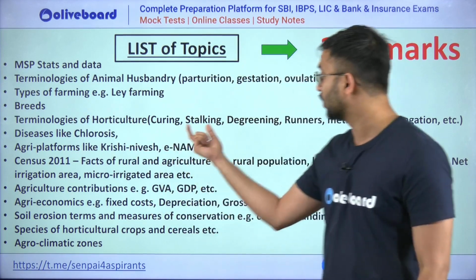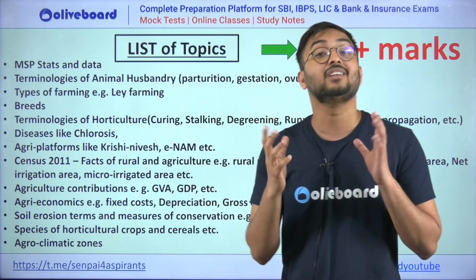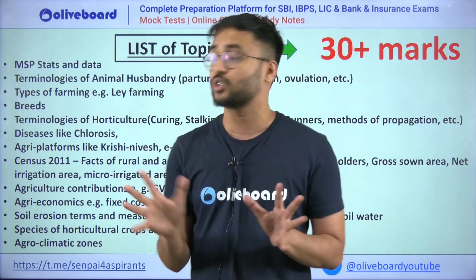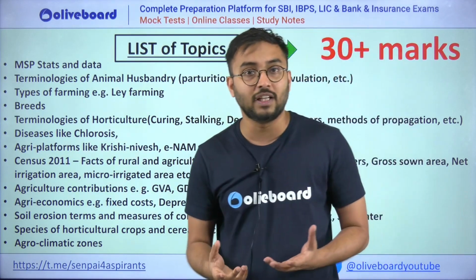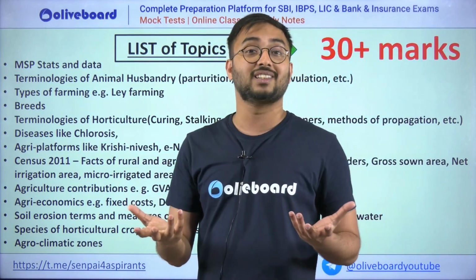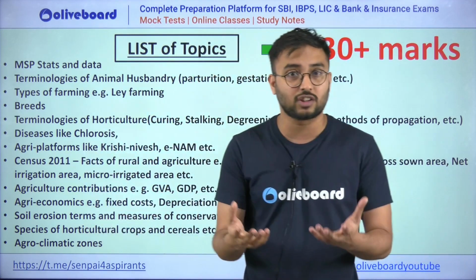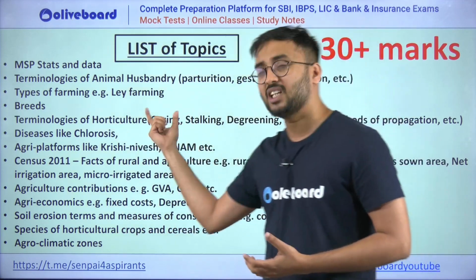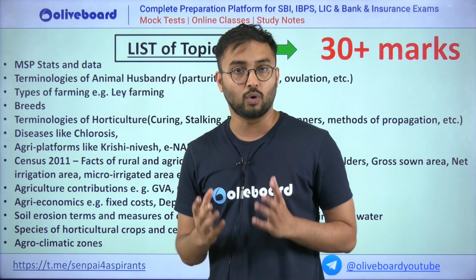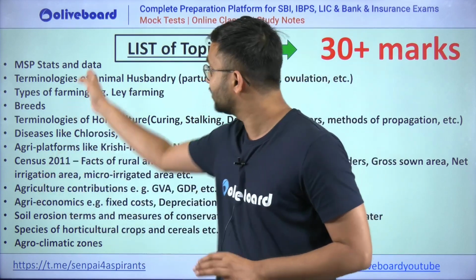Then comes terminologies of horticulture. So vegetative propagation, degreening, runners, methods of propagation, stalking, curing, what are these? These are nothing but terminologies, and Nabard loves terminologies. Diseases like chlorosis, okay, so chlorosis of leaves, other various diseases are there such as black mold disease. So all such diseases related to horticultural crops, various other cereal crops, field crops, these are again a favorite topic of Nabard.